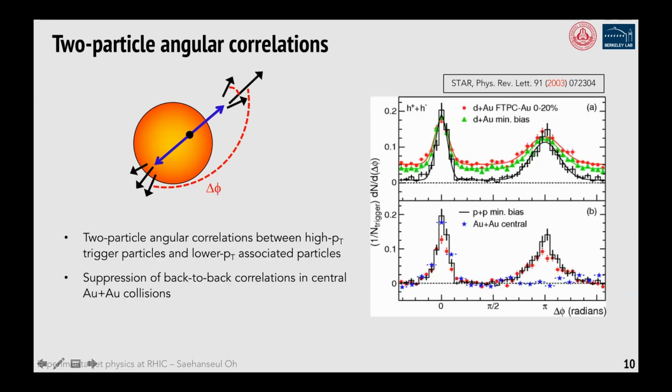Another paper that I want to mention is the same year PRL paper from STAR. Now we have a high PT particle here, and we investigate the two particle angular correlation with the associated particle with the lower PT. This is called a money plot. If you compare PP and central heavy ion collisions, we do have a suppression of the recoil region, or back-to-back correlation, in central heavy ion collisions.